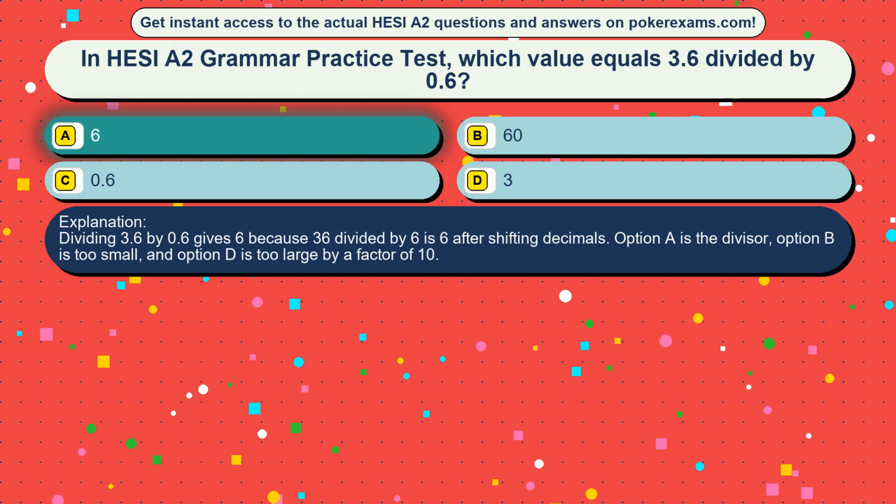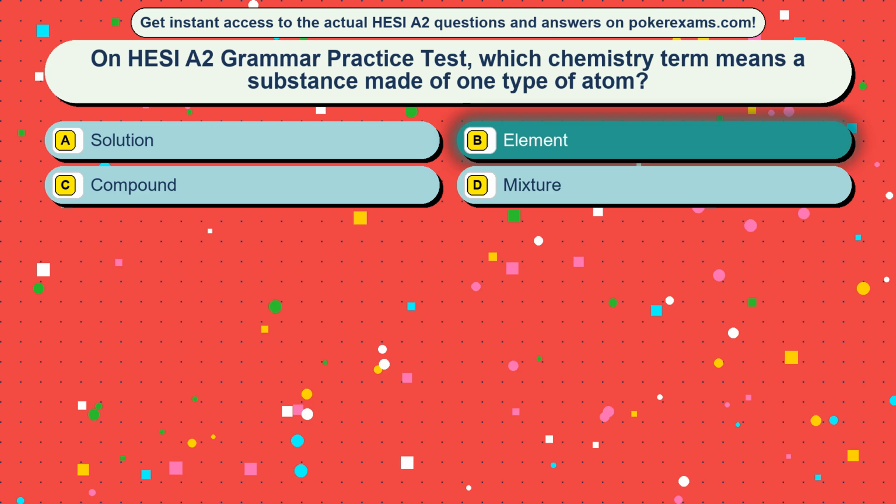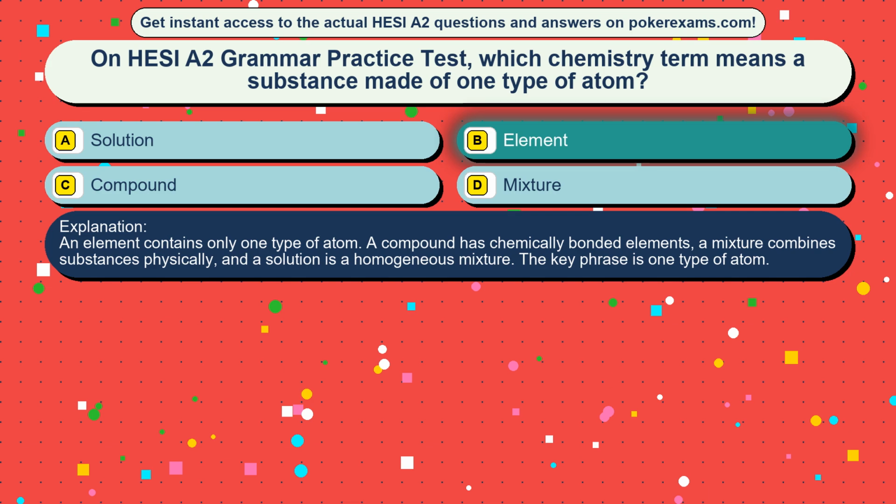Question 24. On HESI A2 grammar practice test, which chemistry term means a substance made of one type of atom? Option A, solution. Option B, element. Option C, compound. Option D, mixture. The correct answer is option B, element. An element contains only one type of atom. A compound has chemically bonded elements, a mixture combines substances physically, and a solution is a homogeneous mixture. The key phrase is one type of atom.